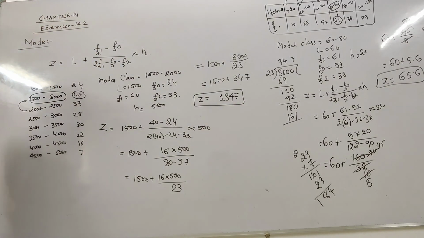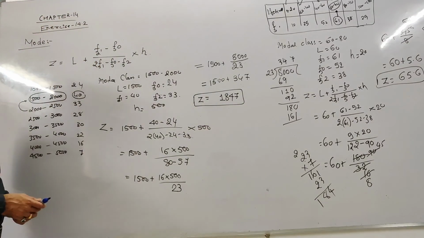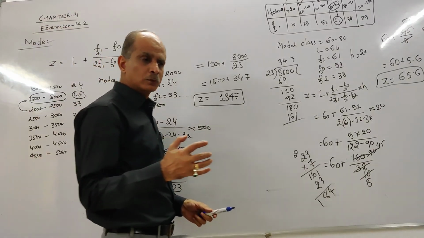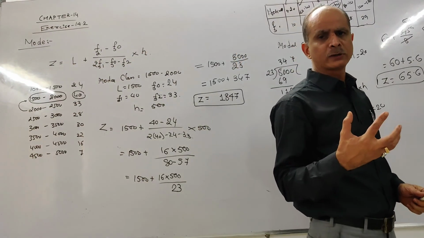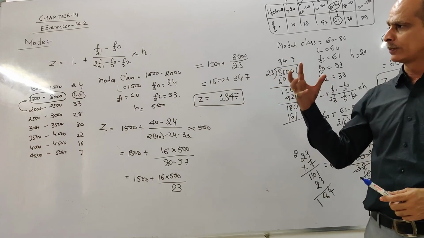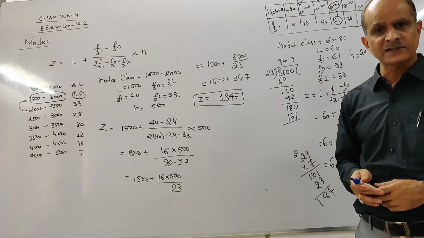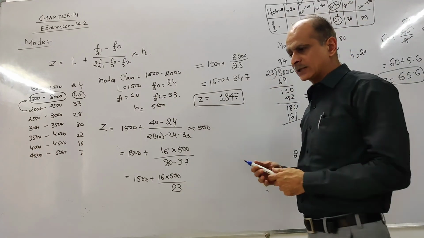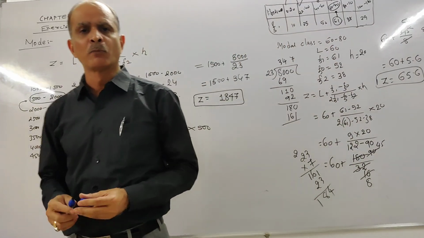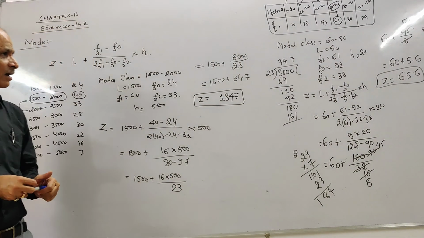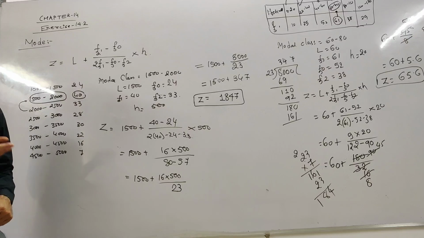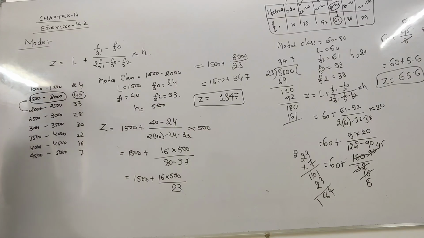Well, so friends, we have solved 3 examples to find out the mode of a group data. We have solved 3 examples. In next period, we will solve the remaining examples for how to find out the mode of a data.